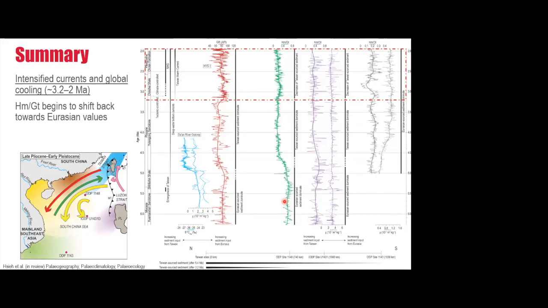We also see the hematite goethite values in northern South China Sea especially begin to decrease slightly, which is consistent with a relative decrease in sediment input from Taiwan to the South China Sea, as some of it is remobilized northward towards the East China Sea. And again, in the southern South China Sea, where the Mekong River has dominated sedimentation since the late Miocene, proxy records show no influence from the Taiwan origin.